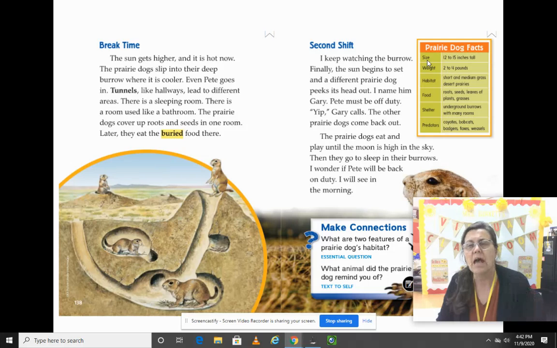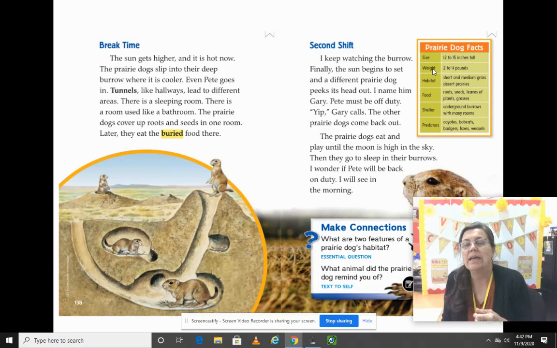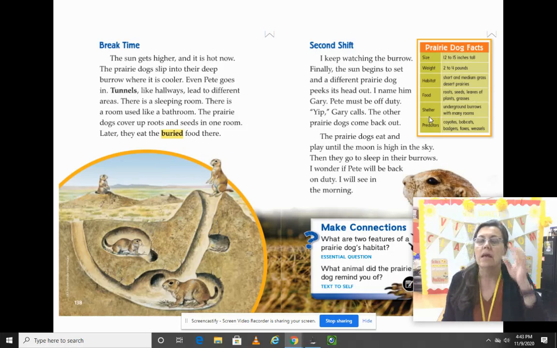So it says the size, 12 to 15 inches tall, the weight, 2 to 4 pounds. That's kind of tiny when we think about what a little baby weighs. A habitat is short and medium grass, desert, prairies. The food that prairie dogs eat are roots, seeds, leaves of plants and grasses. Shelter, underground burrows with many rooms. Predators, coyotes, bobcats, badgers, foxes, and weasels.